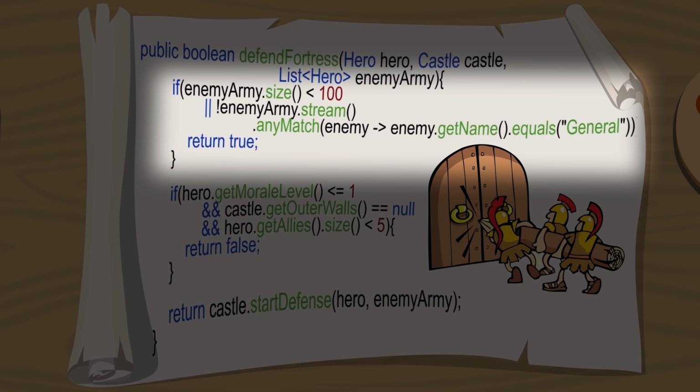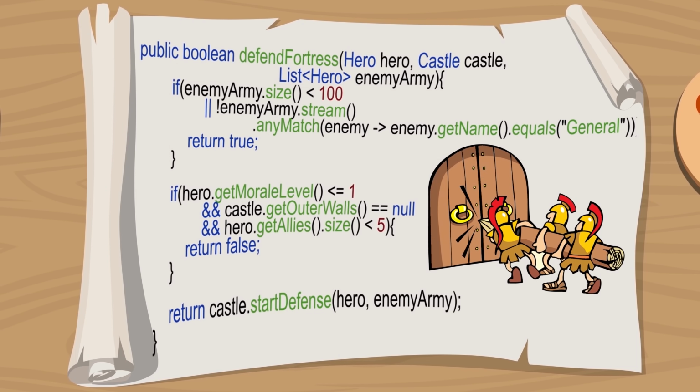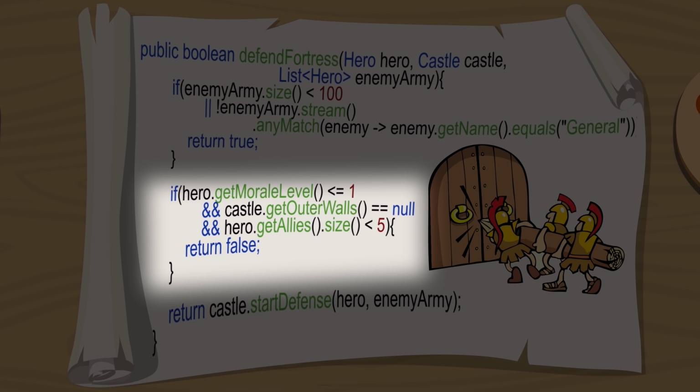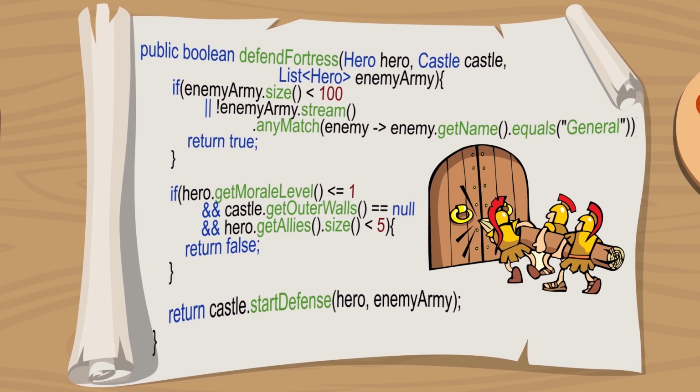Okay. Let's go to the next conditional. If the morale level of the hero is lower than 2 and the castle walls are null and the hero has less than 5 allies, we return false. Okay. That is so easy to understand. Joking aside, we have to do something about all of this. We have to. About those code breaks before the defense statement.